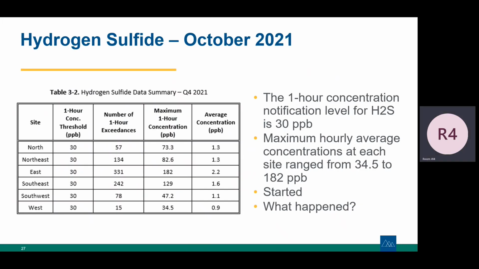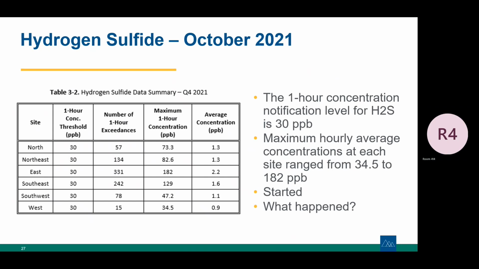In that same report, we provide a summary of concentration data for H2S. And what we saw is that we exceeded the concentration level for H2S at every single one of our 6 sites. Not in the same magnitude, but everywhere. It ranged from 34.5 that we saw at our west site. The highest that we saw was 182 parts per billion at our east site. So this started on October 7th and ended, I think, around October 25th.